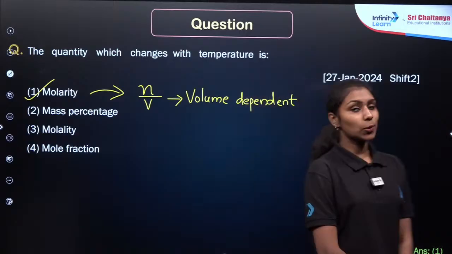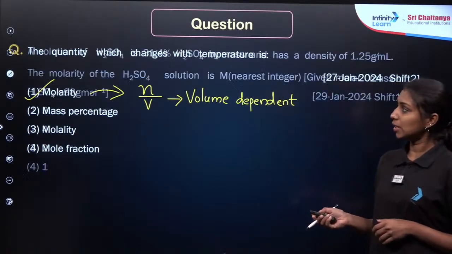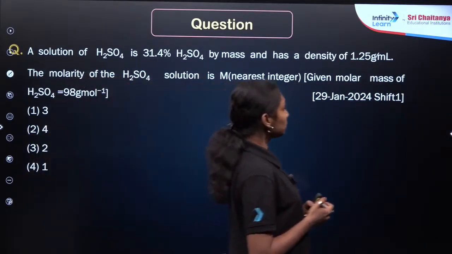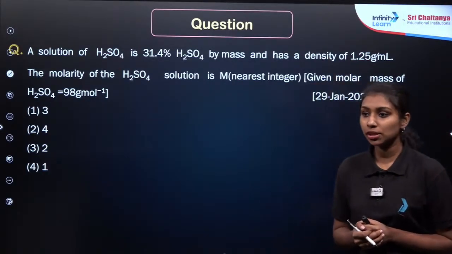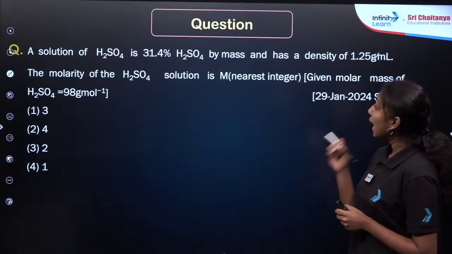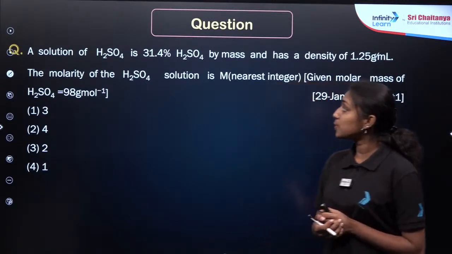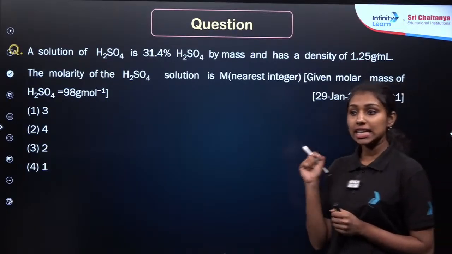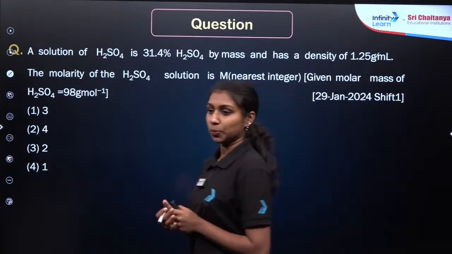Okay, here was our first question. I hope it's clear for everyone. Now let me move to the next question. Here is our second question. Read the question carefully, then give me the answer in the comment box. A solution of H2SO4 is 31.4% H2SO4 by mass and has a density of 1.25 gram per milliliter. The molarity of the H2SO4 solution is ___ M in nearest integer. Given the molar mass of H2SO4 as 98 gram per mole. What will be the answer for this question? You need to find out the molarity.